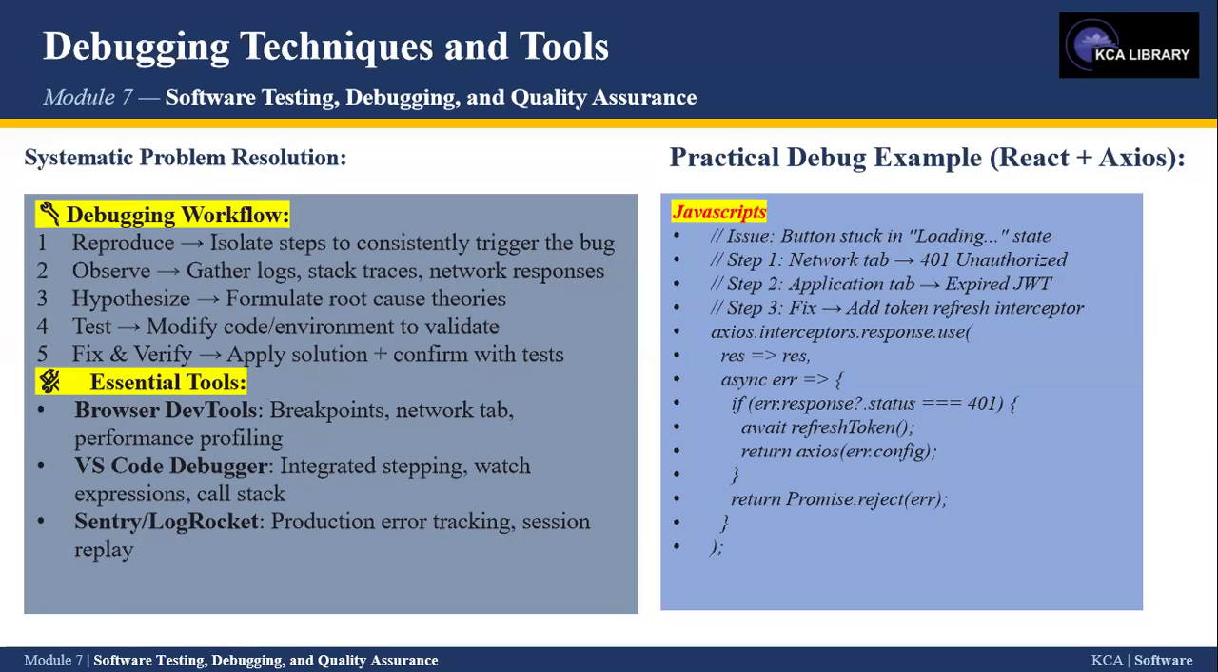Essential tools are browser developer tools, Visual Studio Code debugger, and Sentry/LogRocket for production error tracking. Example: button stops working, ignore it, the network tab shows the issue. Systematic debugging saves hours of frustration.